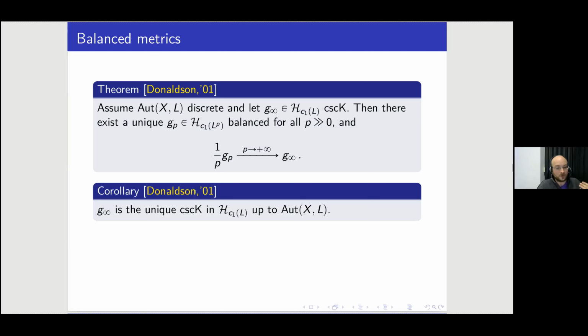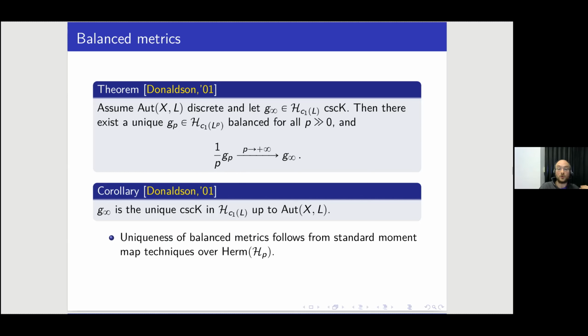And as a corollary, Donaldson was able to prove easily that this constant scalar curvature metric, if it exists, is unique in HC1L up to the automorphism group, right? Because it is the limit of unique balanced metrics. So the limit has to be unique. If you had two, then it would be a contradiction. These sequences cannot tend to two different metrics. Right, so it proved the uniqueness of the constant scalar curvature metric, and it was the first proof of uniqueness of constant scalar curvature metric. So it has been reproved later on using geometric PDE methods, but the first proof used these finite dimensional methods, if you wish.